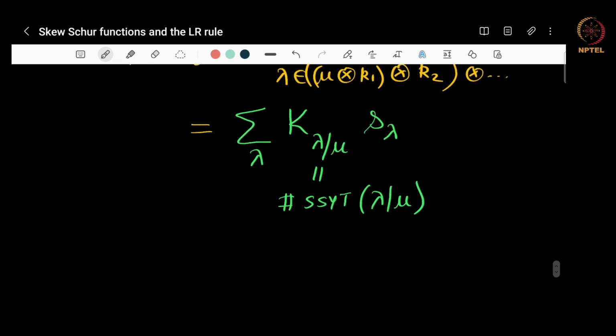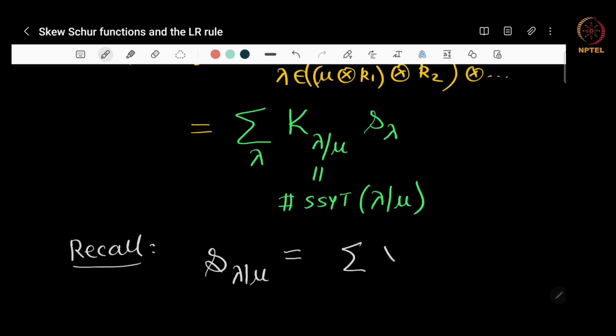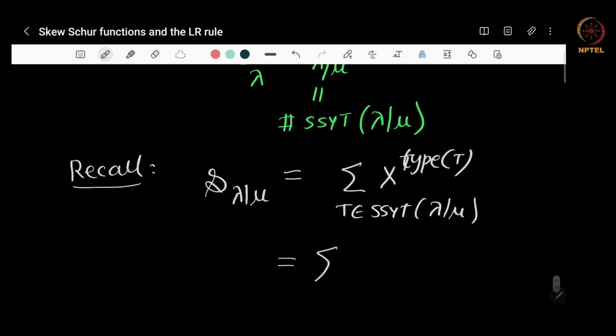So what does this mean? So we recall our definition of the Skew Schur function. It's just x power t or type t ranging over semi-standard Young tableau of shape lambda minus mu. Equivalently, this is just summation k. It's the number of semi-standard Young tableau of shape lambda minus mu.